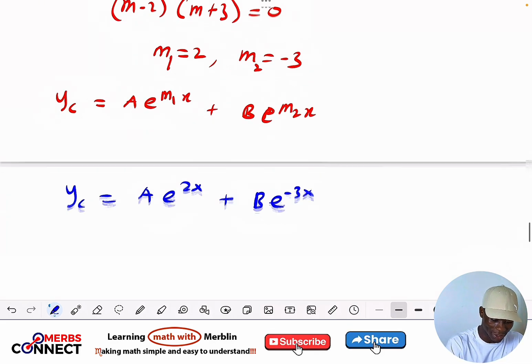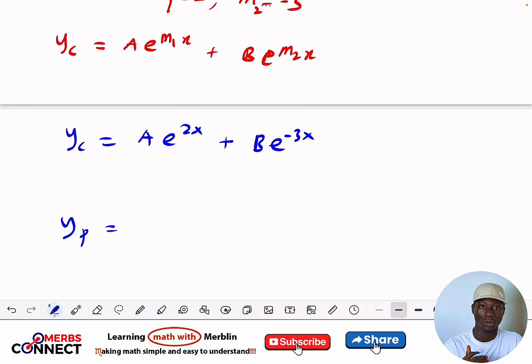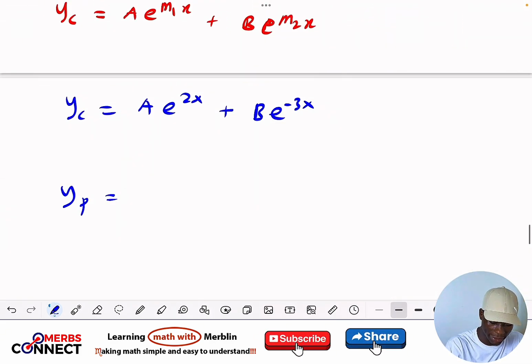The particular solution. So this is what we just need to do. Now for the particular solution, we need to look at the non-homogeneous aspect. And looking at the non-homogeneous aspect, we need to compare it with the complementary solution. So what is the non-homogeneous aspect? x squared e to the power x.